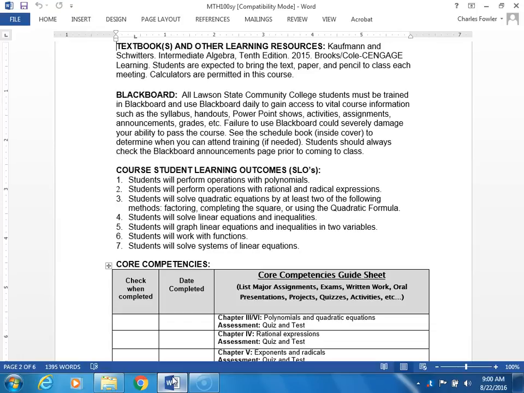And here's another sentence I don't care for. Students should always check the Blackboard assignment announcements page prior to coming to class. Now, maybe that's good advice. Why would you think that sentence is in there? Second? Yes, exactly. In other words, understood here, comma, in case the instructor has canceled class.